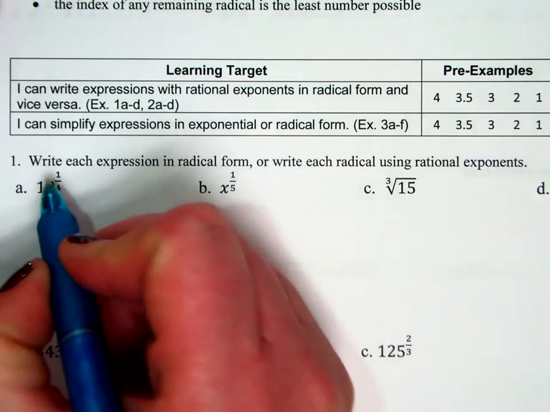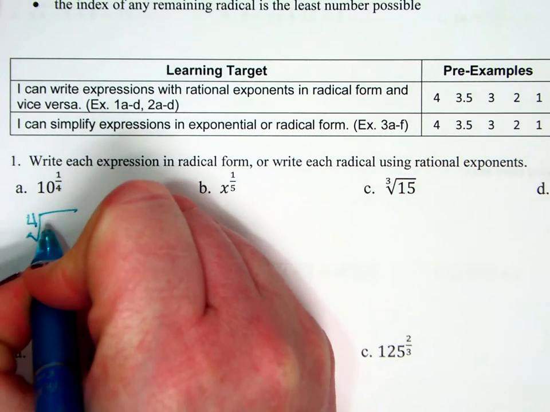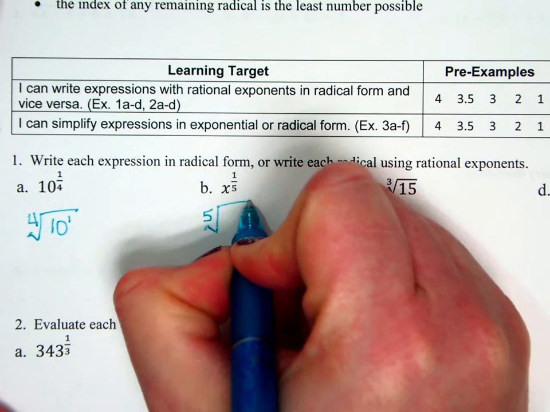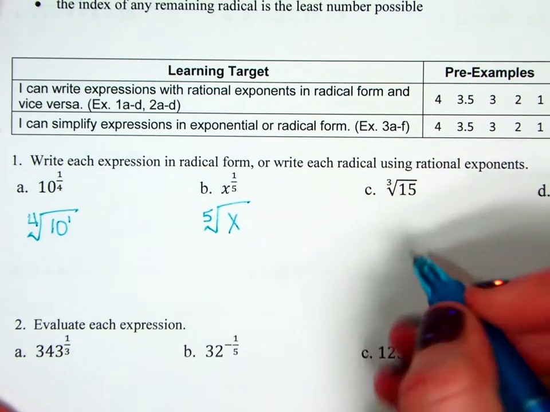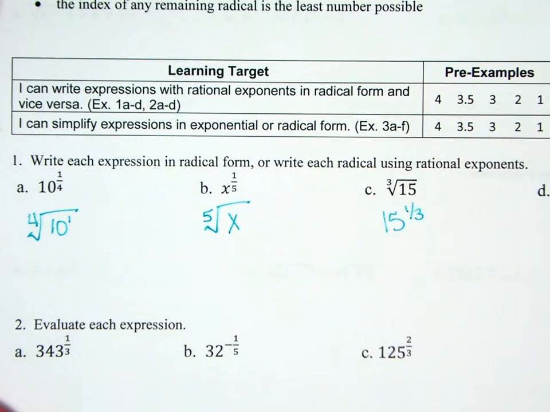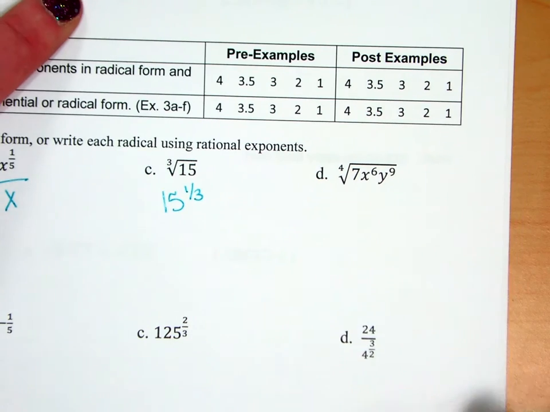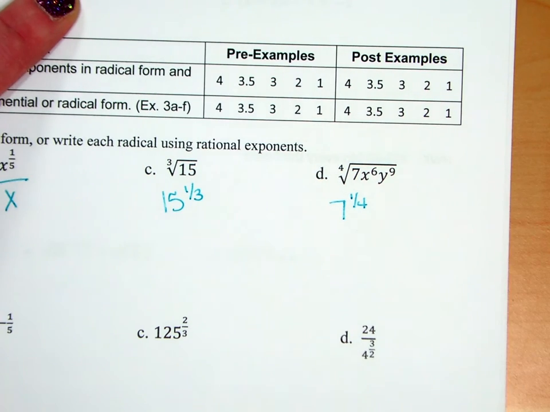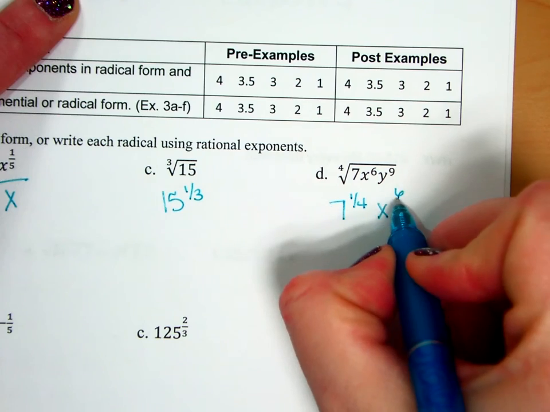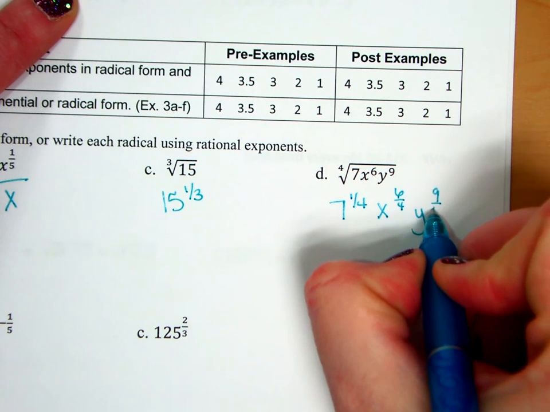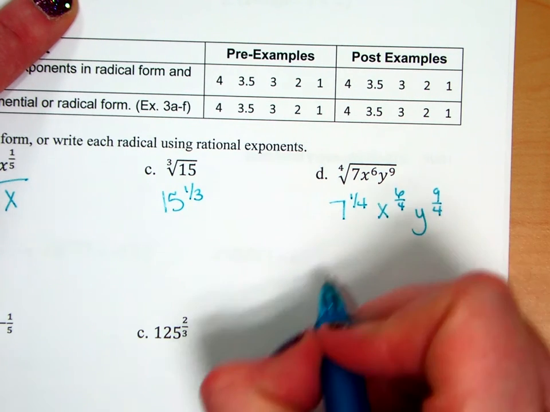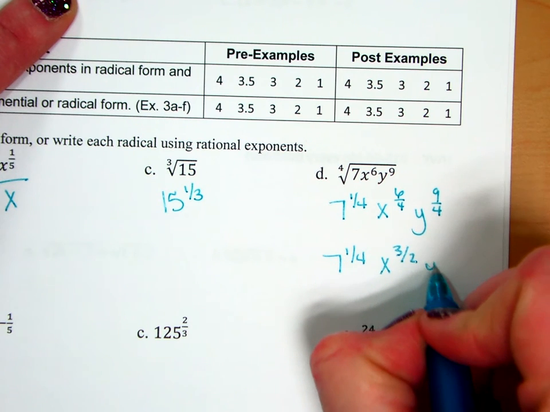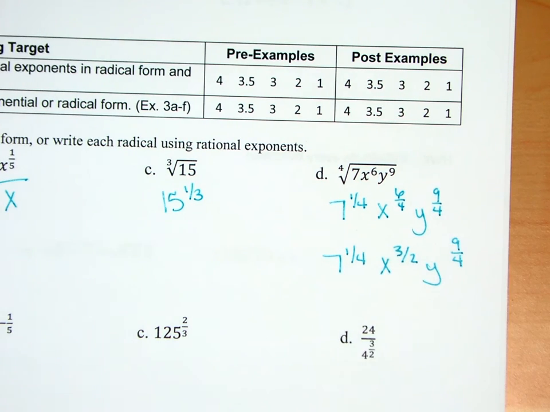So, just conversion. When you're converting, the index is 4, so 4th root of 10 to the first, but you don't have to write that first power. 5th root of x. This would be 15 to the 1/3. And then this one would be each one to the 1/4. So 7 exponent is 1 to the 4th. X 6 to the 4. Y 9 to the 4th. 6 to the 4 I can simplify. So this is 7 to the 1/4. X to the 3/2. Y to the 9/4. And that's it. We're done.